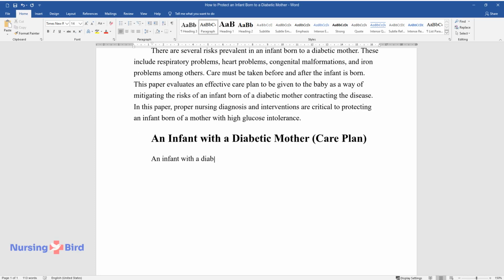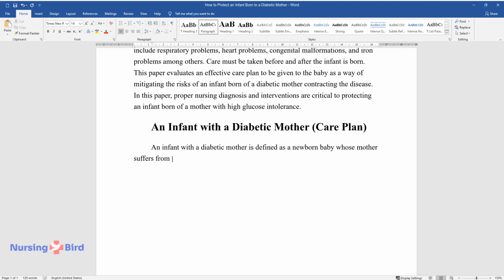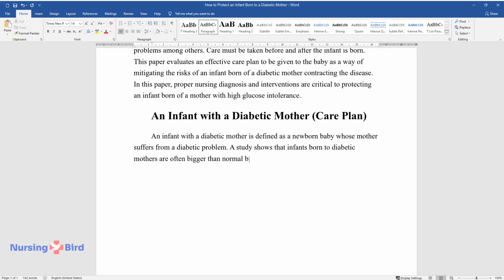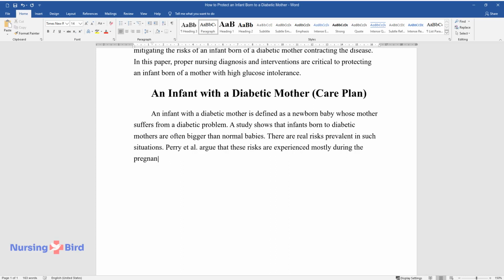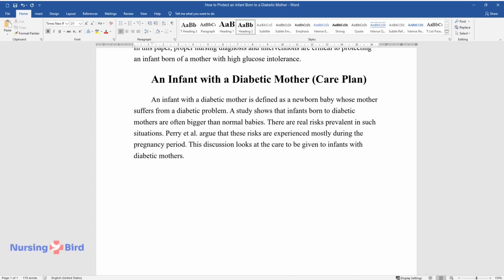An infant with a diabetic mother is defined as a newborn baby whose mother suffers from a diabetic problem. A study shows that infants born to diabetic mothers are often bigger than normal babies. There are real risks prevalent in such situations. Perry et al. argue that these risks are experienced mostly during the pregnancy period. This discussion looks at the care to be given to infants with diabetic mothers.